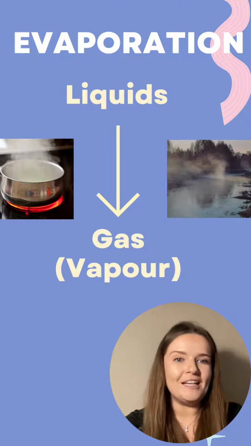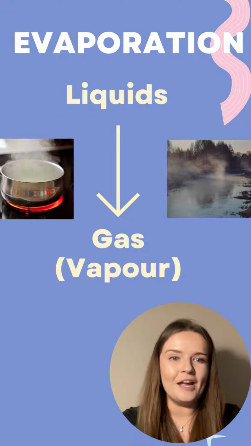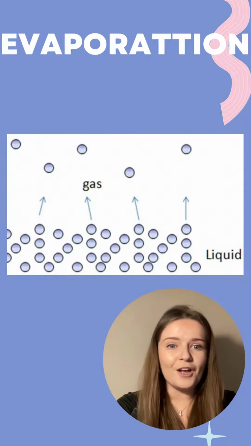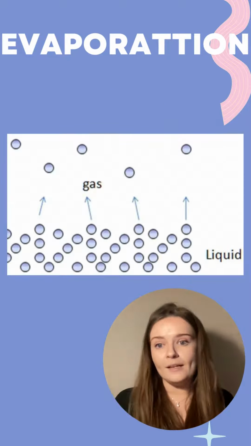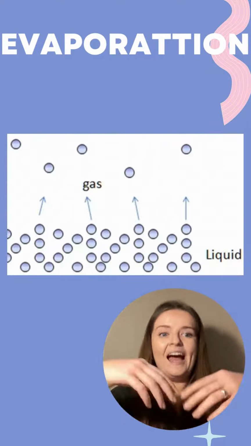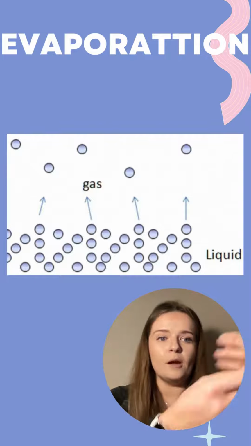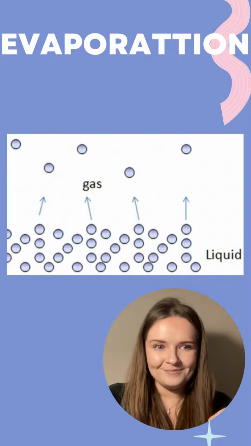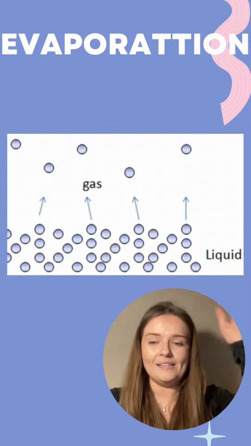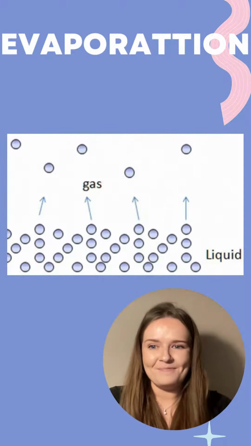So evaporation is the process where liquids change to a gas or vapour. Evaporation occurs when the particles in the liquid, for example water, have been heated and it's caused their particles to become looser or freer. Now these particles leave the surface of the liquid and evaporate into the air.